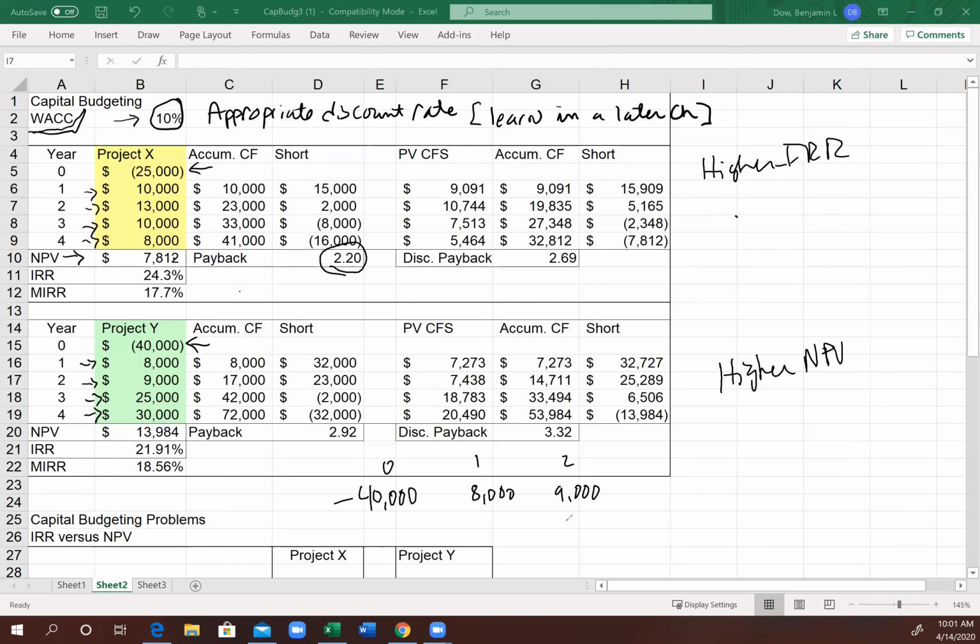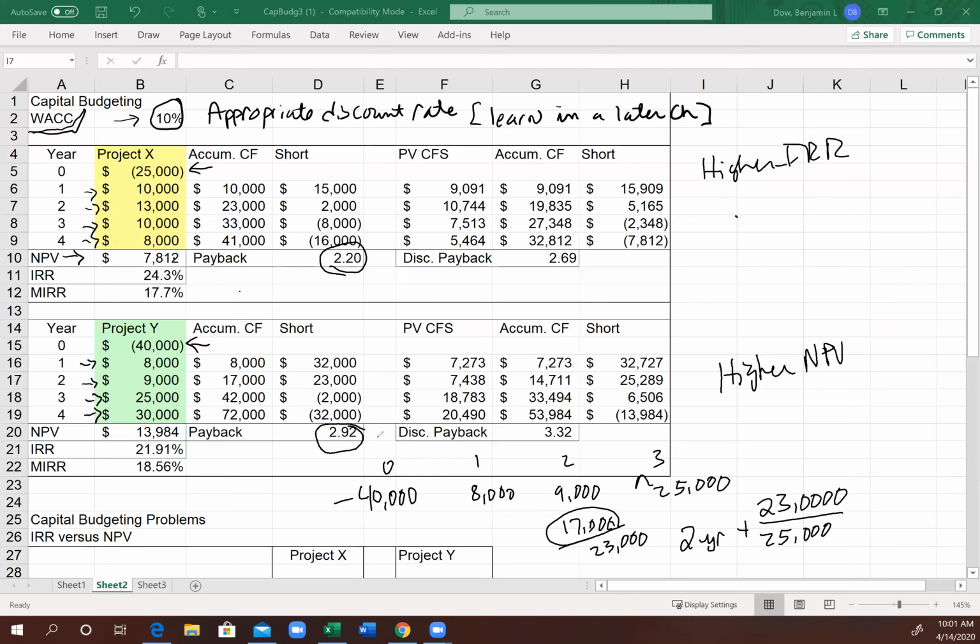So after 2 years, we have 17,000. In year 3, we got 25,000. But we were short about $23,000 after 2 years. So our full recovery is sometime after year 2, but before year 3. So it's 2 years plus what we're short, 23,000, versus what we get in year 3 at 25,000. And so about 2.92 years.